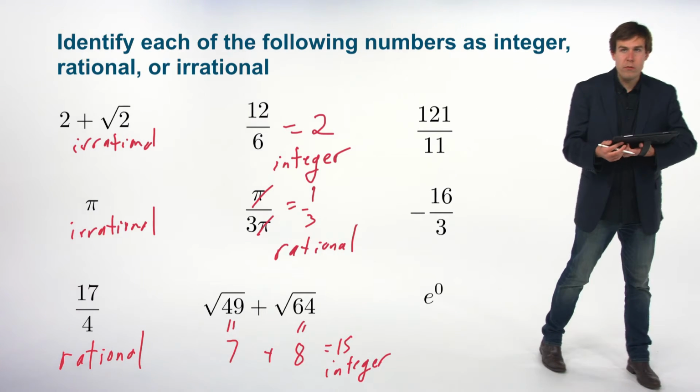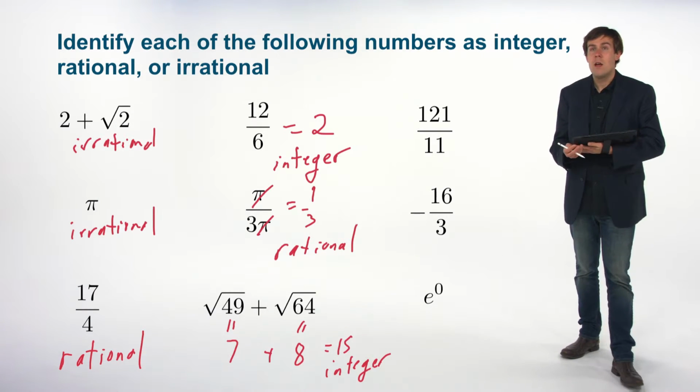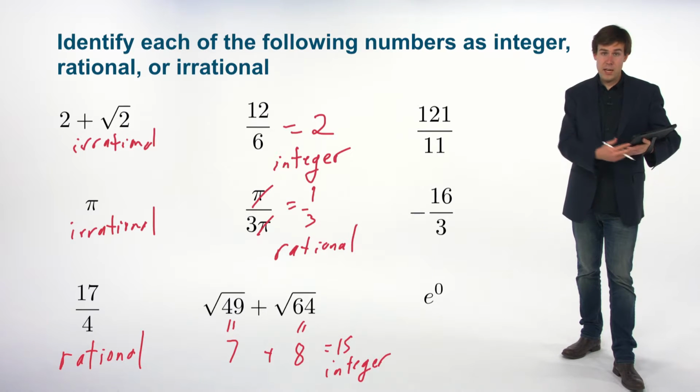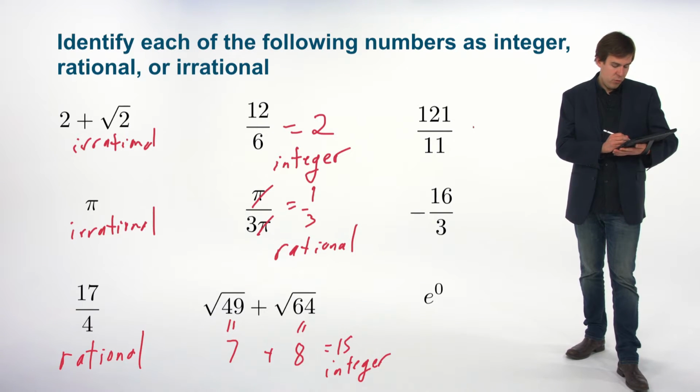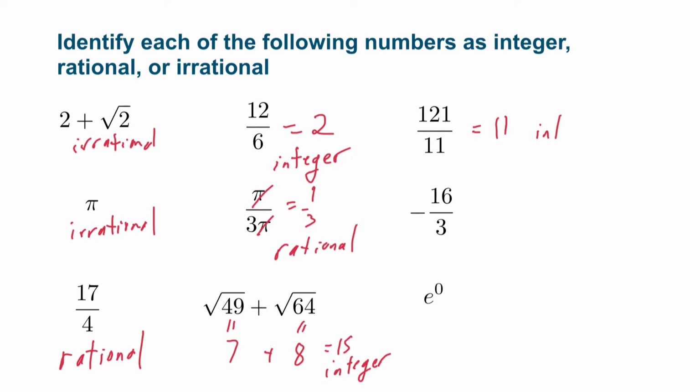Next, we'll look at 121 divided by 11. Again, on the face, it looks like a rational but not integer. In fact, 121 is equal to 11 squared. So this is equal to 11, so it's an integer.